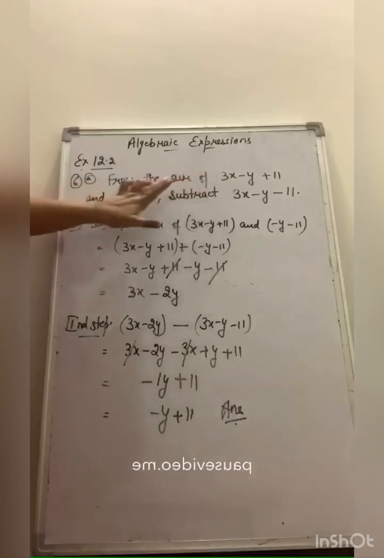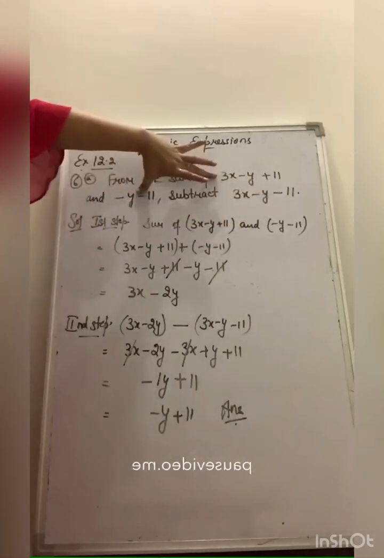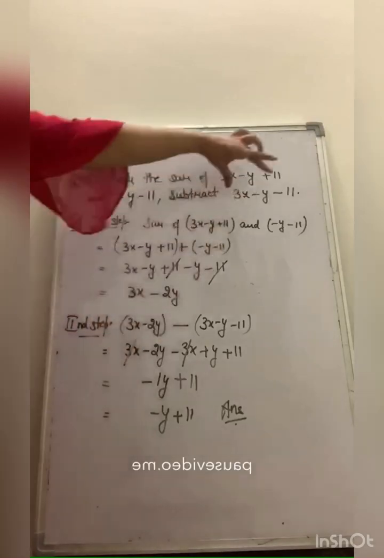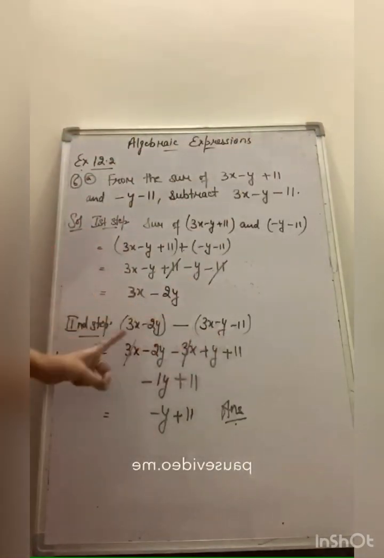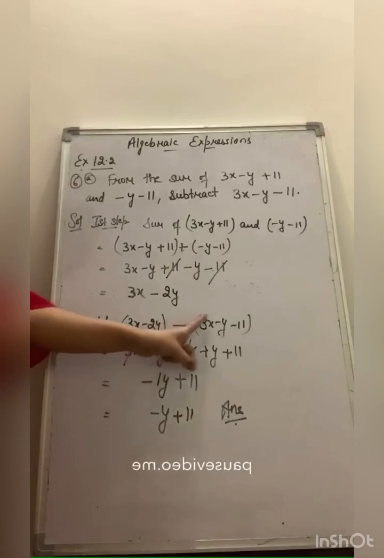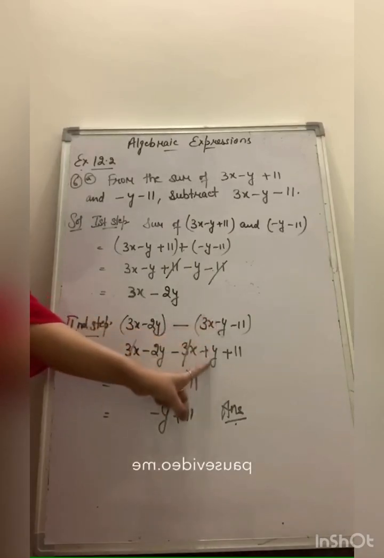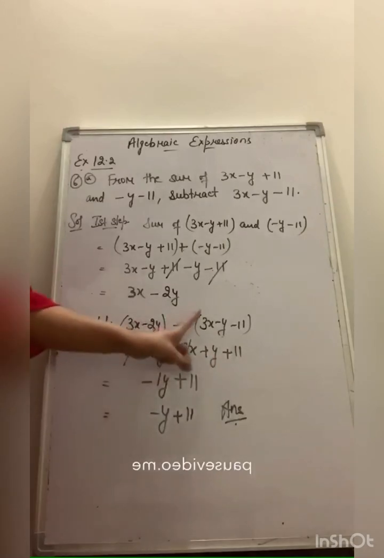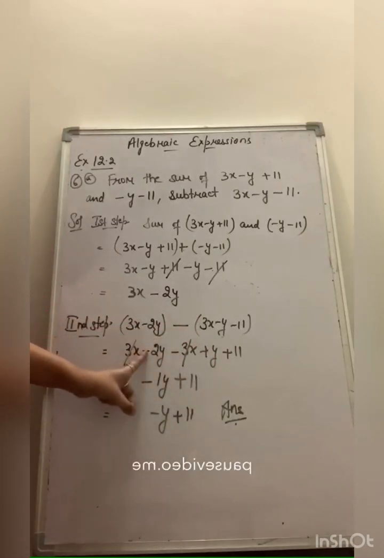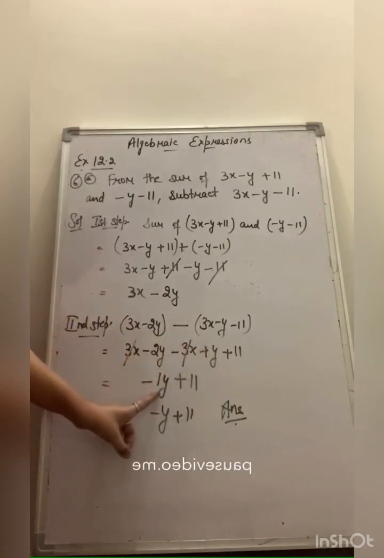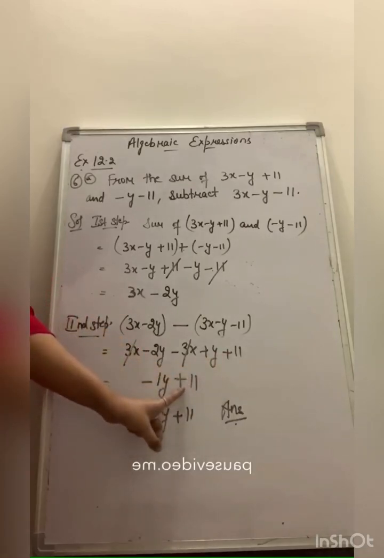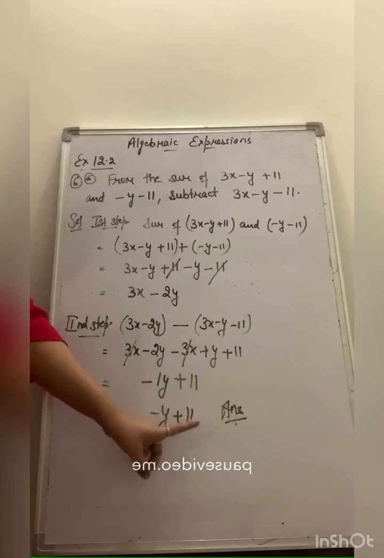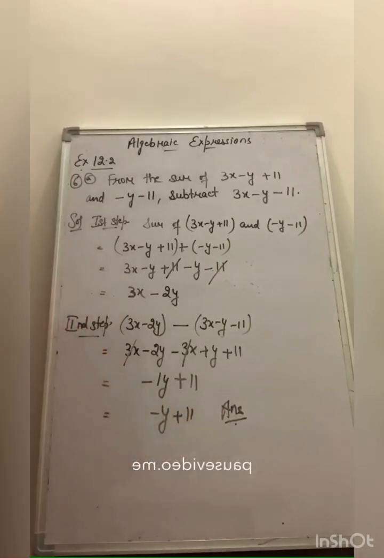Now we have to subtract this from its sum. So sum is this, from this minus the given expression, right? So 3x minus 2y minus 3x minus minus plus y minus minus plus 11. 3x will get cancelled with 3x. Minus 2y plus y is minus y plus 11. And we can write it as minus y plus 11. So this is our answer.